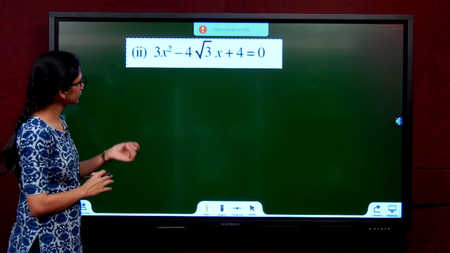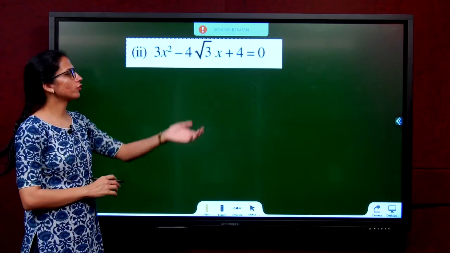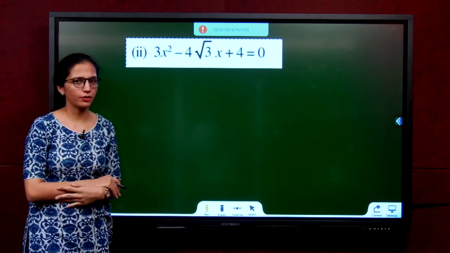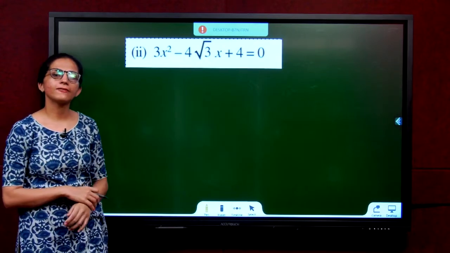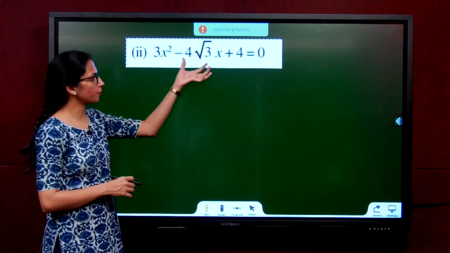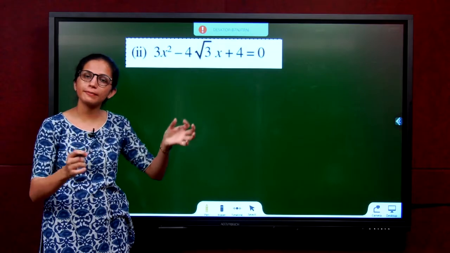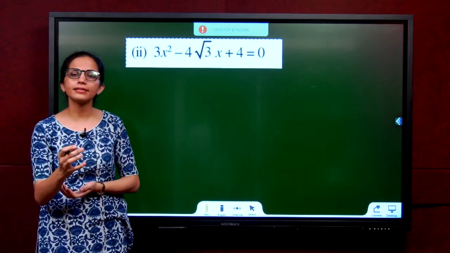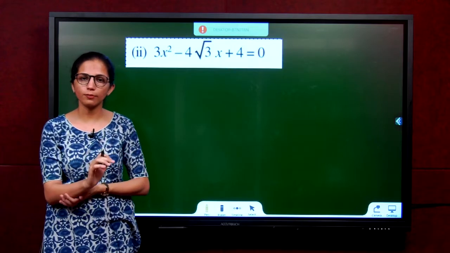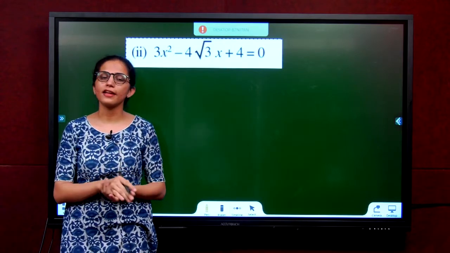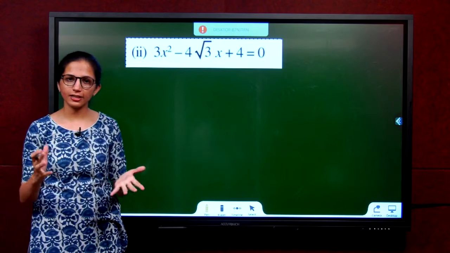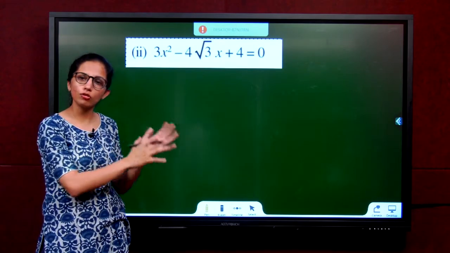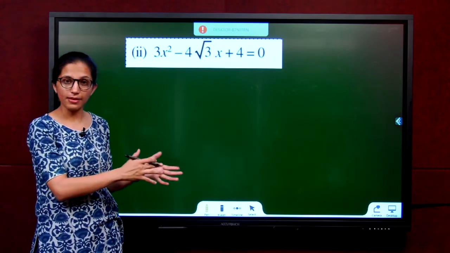Next question. 3x² − 4√3x + 4 = 0. Some of you have difficulty in solving problems like this, like splitting the middle term. Since we now know the formula technique, it will be very easy to find the values of x. If you are finding difficulty with factorization, feel free to use the quadratic formula method.